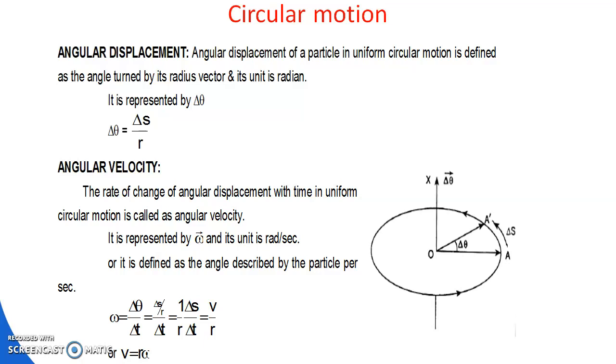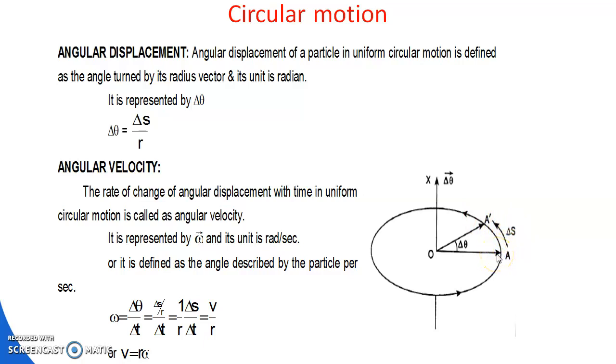So what is angular displacement? It is the angle turned by the radius vector. See this figure. This is the circular motion. O is the center, OA is the radius, and the body is moving in this path. When the body moves from A to A dash, let the displacement be del S.